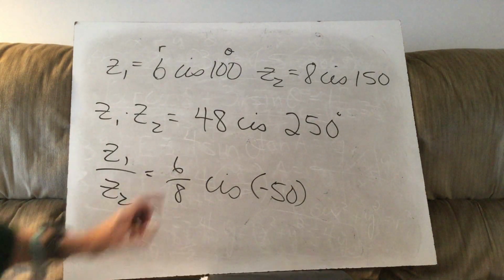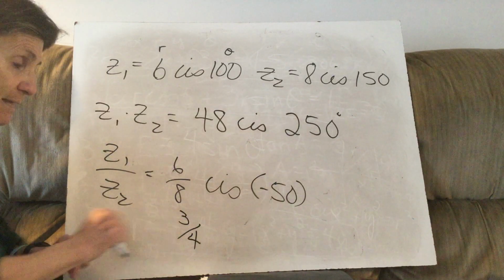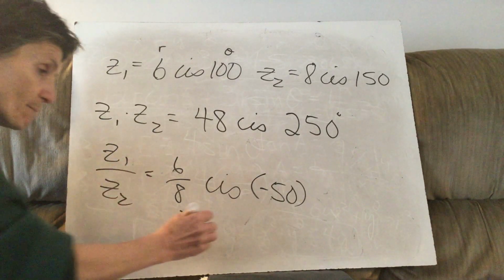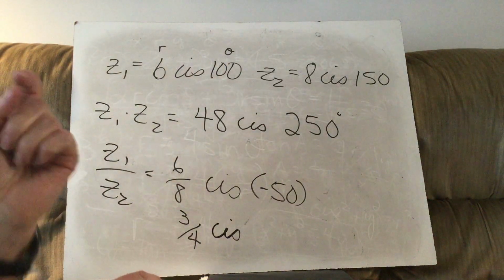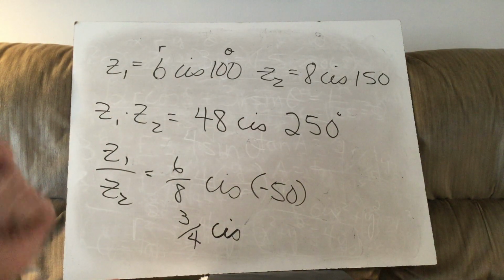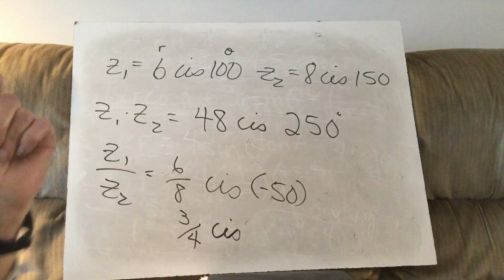Now, this answer needs some work. First of all, 6/8 is 3/4. Feel free to make that a decimal if you prefer. It doesn't make one bit of difference. Second of all, you cannot have an angle less than 0. So we need to modify that angle.